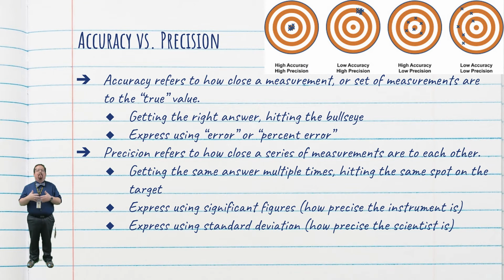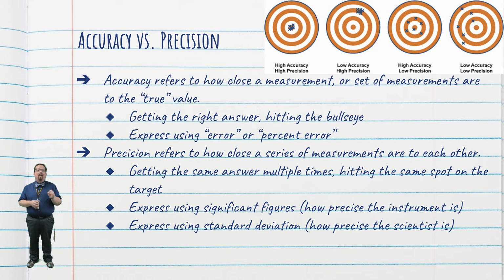So we've talked about measurements, their units, and how to convert between them. But another important aspect of reporting our results is making sure others know how good our results are. We do this by expressing the accuracy and precision of our results. Accuracy is how close our answers are to the correct or true answer. We express this using error or percent error.